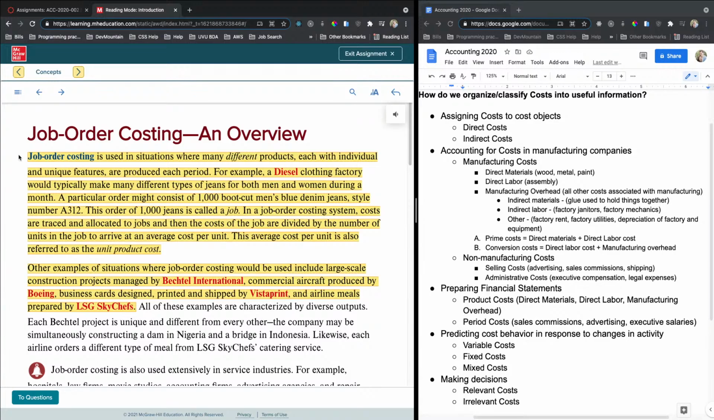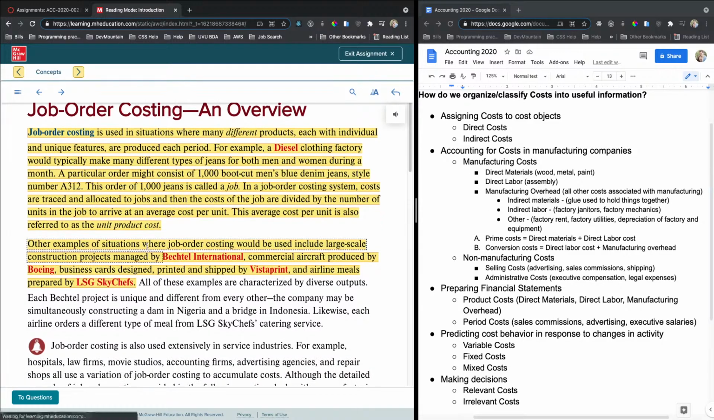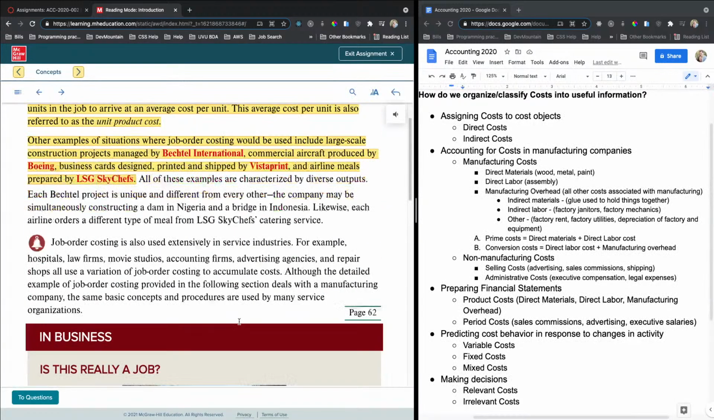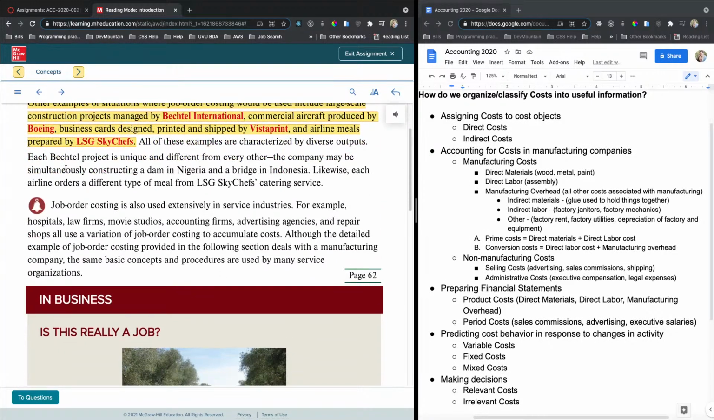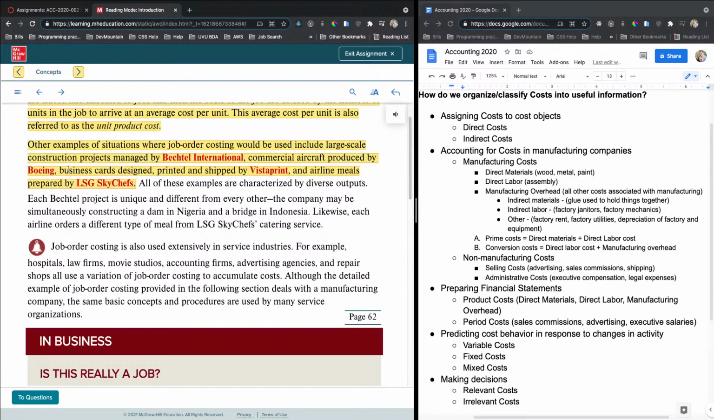Other examples of this situation where job order costing would be used include large-scale construction projects. Hey, that's kind of what I was talking about. Managed by Bechtel International, commercial aircraft produced by Boeing, business cards designed, printed and shipped by Vistaprint, and airline meals prepared by LSG Sky Chefs. All of these examples are characterized by diverse outputs. Each Bechtel project... Bechtel is who again? Commercial aircraft.